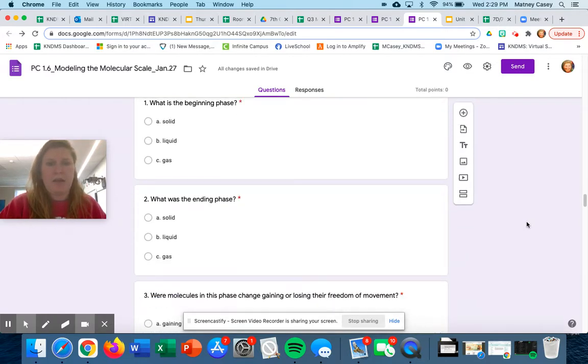And then the third thing I'm going to ask you is, are the molecules in that phase change gaining or losing their freedom of movement? So for example, if you're going from a solid to a liquid, or melting, the molecules are really tight together for a solid. And as they gain freedom of movement, they're able to move around more. So they get more energy. They actually start to move a little bit apart. So they would be gaining energy there, gaining freedom of movement. So it's all about how the molecules move as to how phase changes occur.